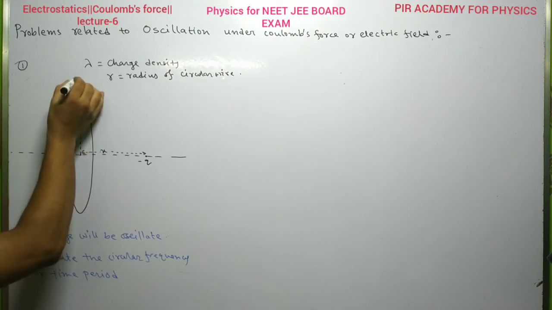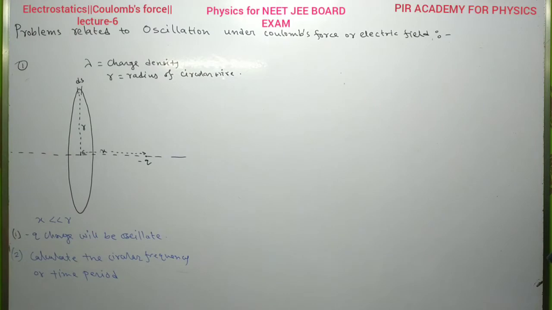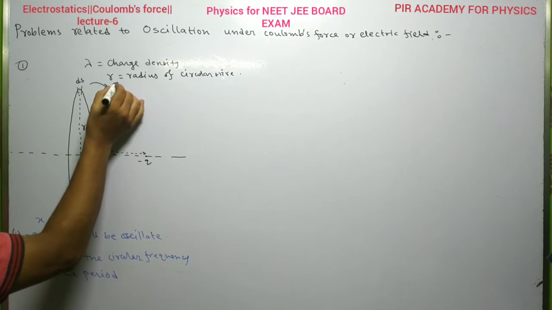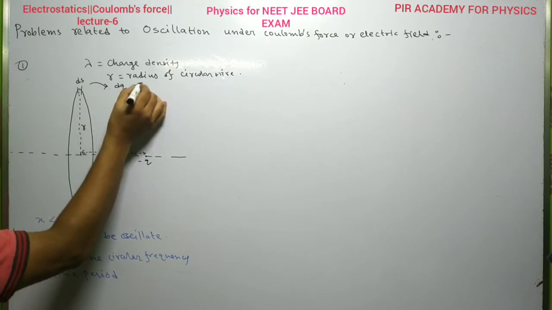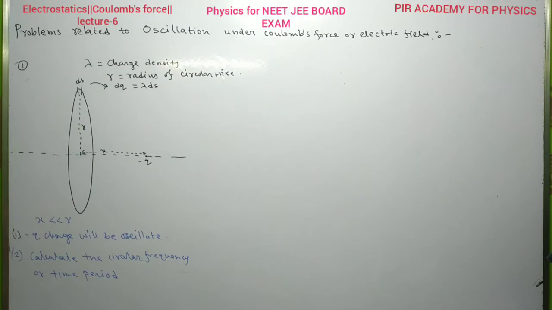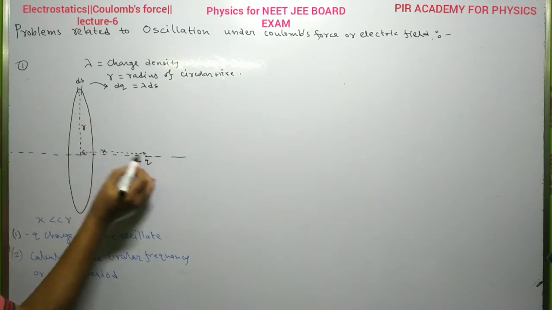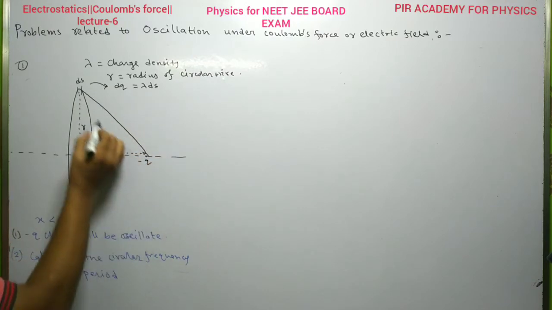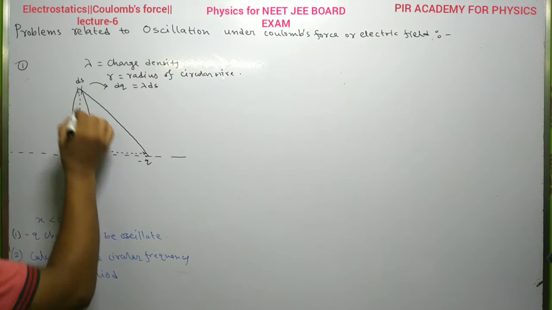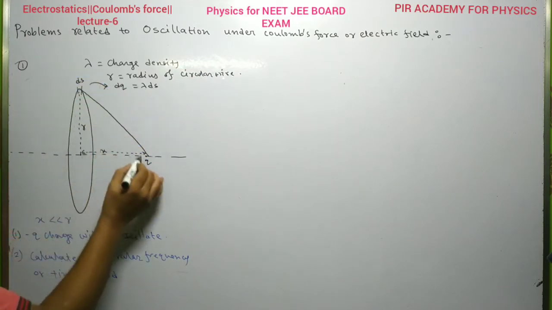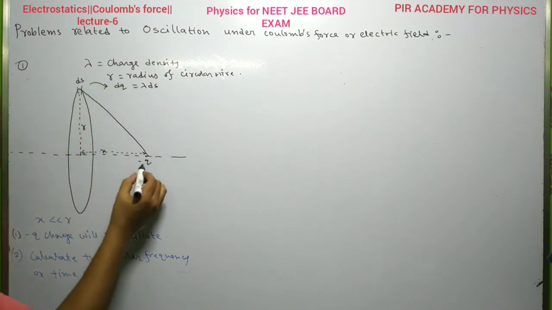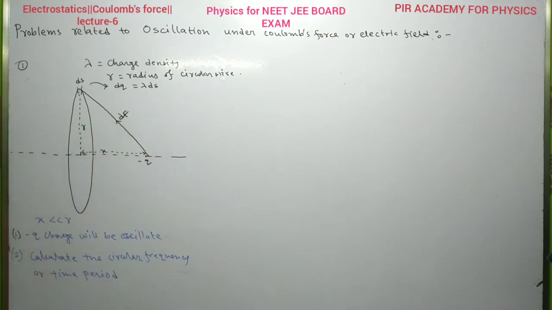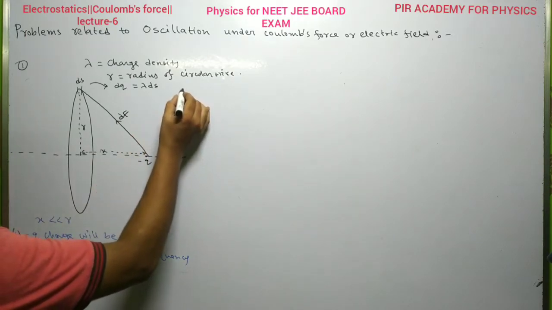Suppose you take an elementary distance ds, then this ds contains charge dq. The charge will be lambda into ds. This charge and the minus q charge will attract each other, because this charge is minus and that charge is plus. So the force due to the dq charge acts along this direction. This is, suppose, dF.